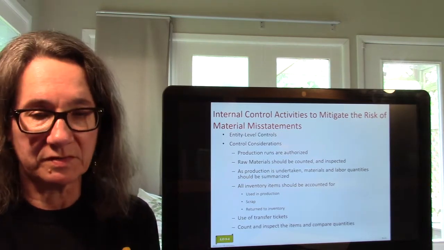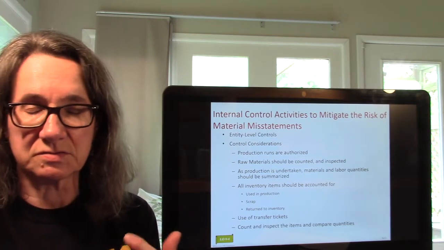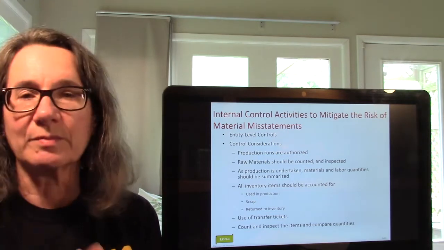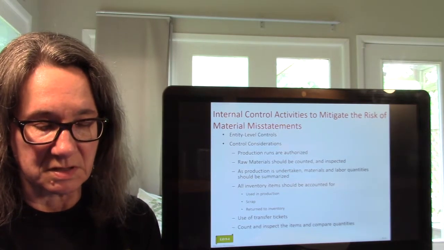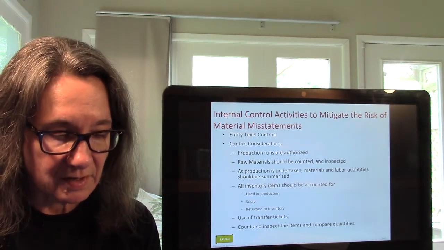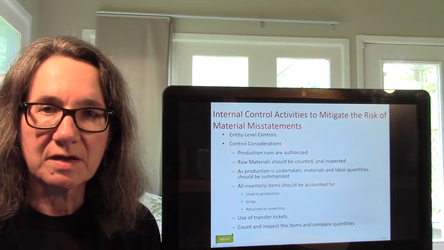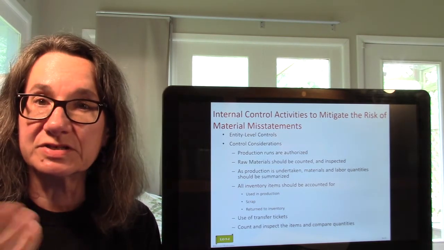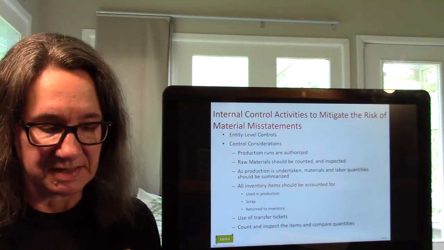There's a couple different ways to do it, either through violating the existence assertion, or risks to completeness and cutoff. So we're not going to do completeness, but cutoff. In order to make sure those assertions are true, management should put in place some controls. Right. So there should be controls like production runs are authorized. That way we're not getting production runs that are made just to build inventory and fudge the financial statements in terms of too many assets.